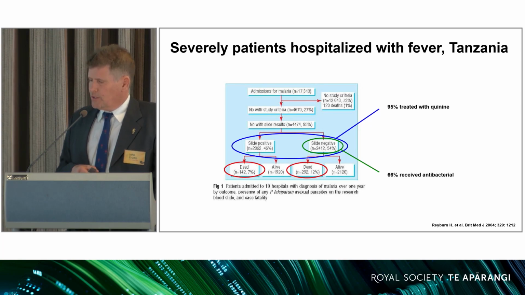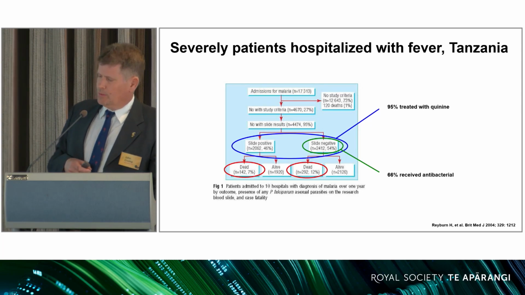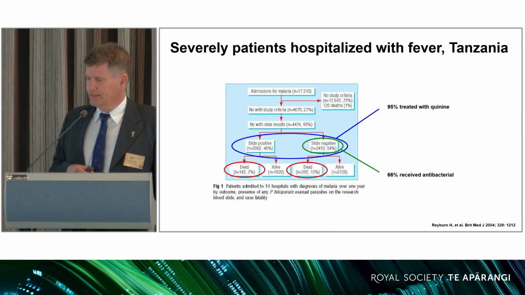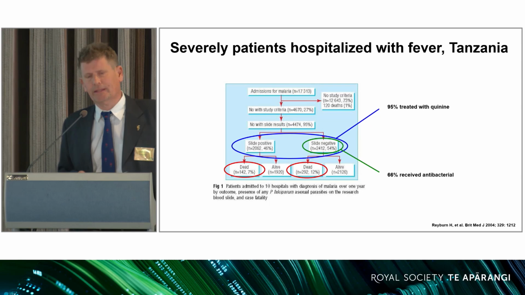And so it's perhaps not surprising then that patients admitted to hospital with fever and malaria on your left had a better chance of surviving than those admitted with fever and something other than malaria on your right, with case fatality ratios of 7% in malaria and 12% in the non-malaria group.